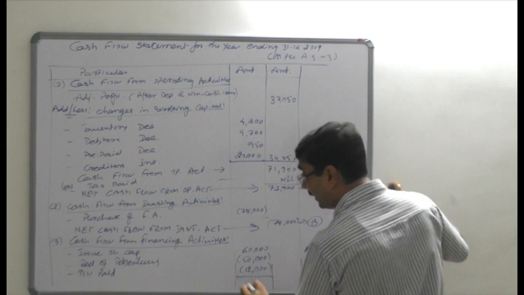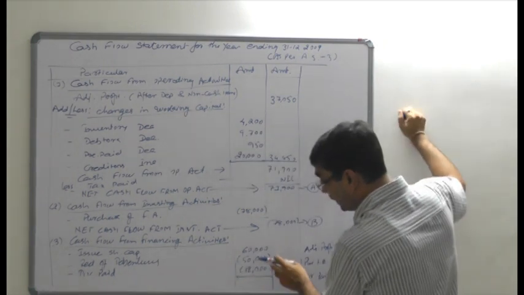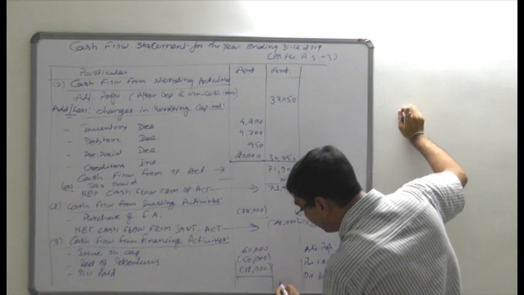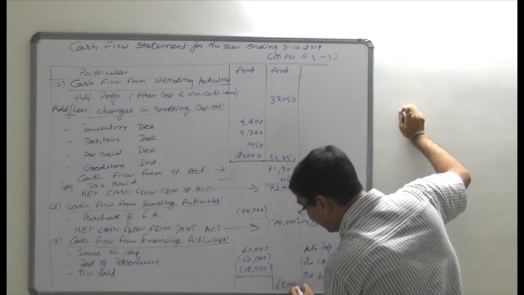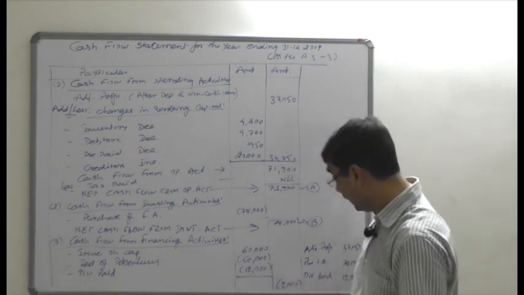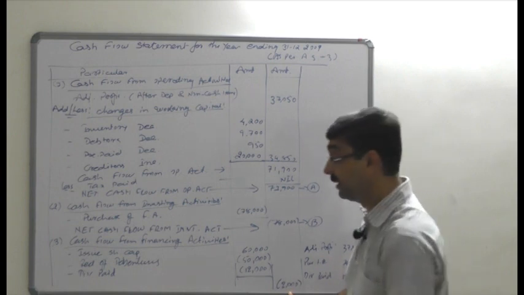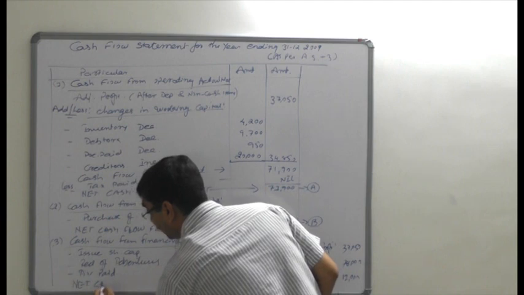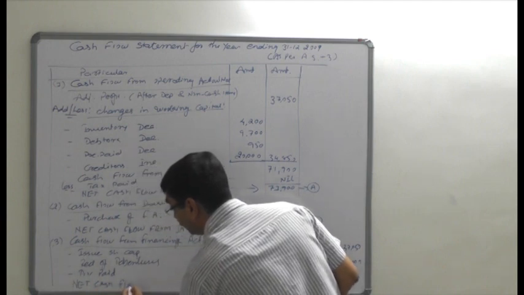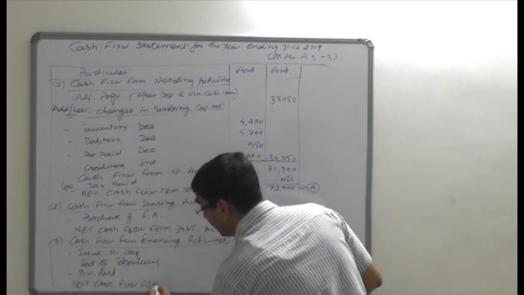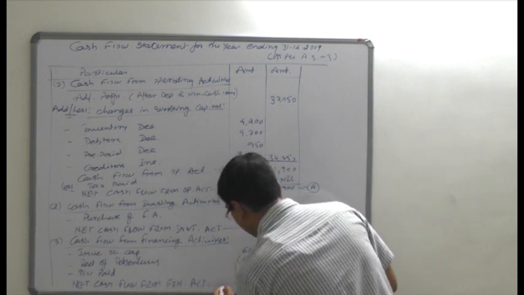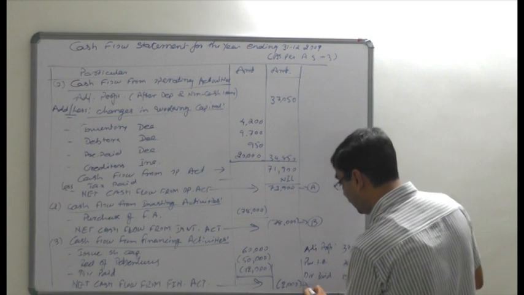Now we'll identify the net changes. 60,000 rupees positive, but 62,000 rupees is negative. So ultimately your final answer under this activity is 2,000 rupees negative, minus, and that is your answer C, net cash flow from financing activity, and this is your answer C.